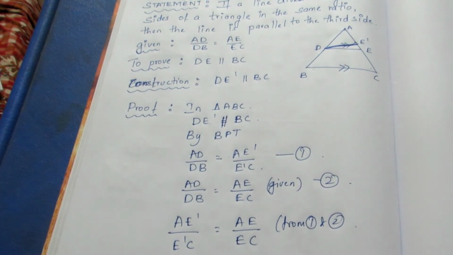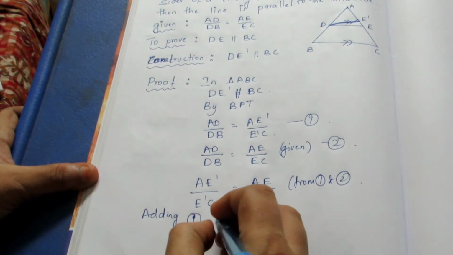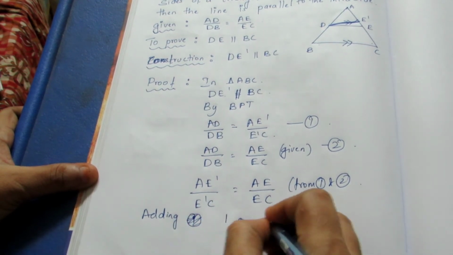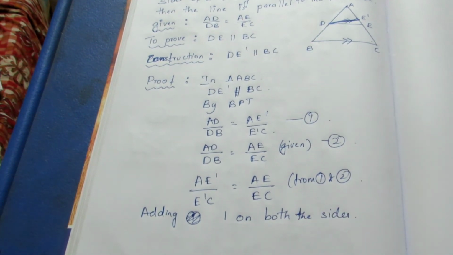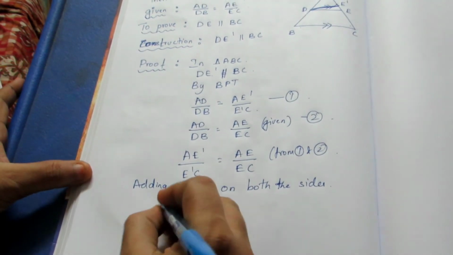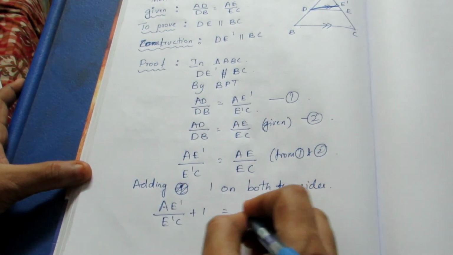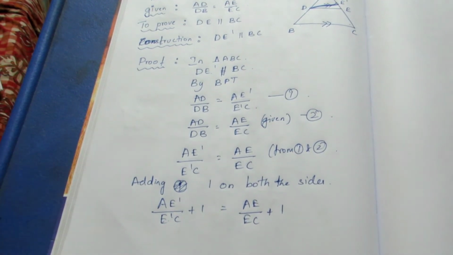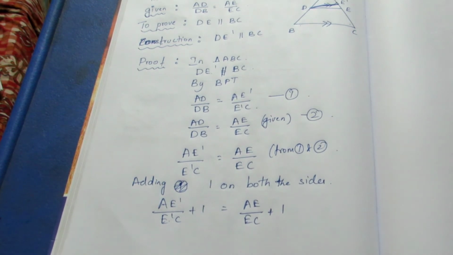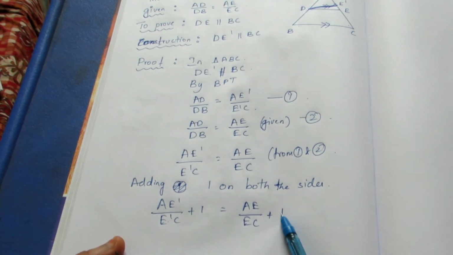Now I am going to add 1 on both the sides. It is not equation 1, I am just adding the number 1 on both the sides, that is on the LHS as well as on the RHS. So AE dash by E dash C plus 1, and here also AE by EC plus 1. If I add, we need to take the LCM. For taking the LCM, if the denominator is 1, you can directly multiply it with the denominator, then we can add. The same way we can multiply on this side and add.